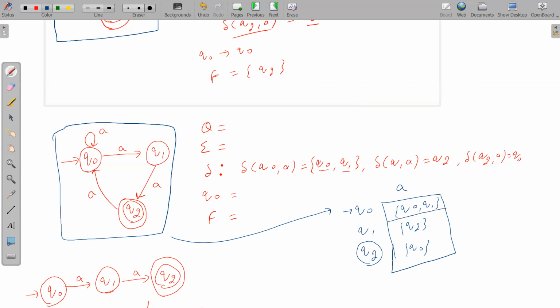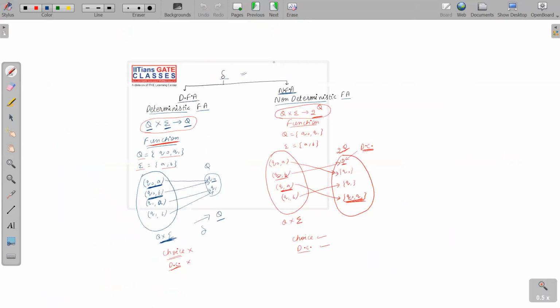Why am I writing in set format? I think you have already guessed, because in the previous slide I told you for NFA it's Q cross sigma to 2 power Q. 2 power Q is the power set. Power set means what? Set of sets, or you can say the set of all subsets of a set. So that's why I am writing it here in set format.